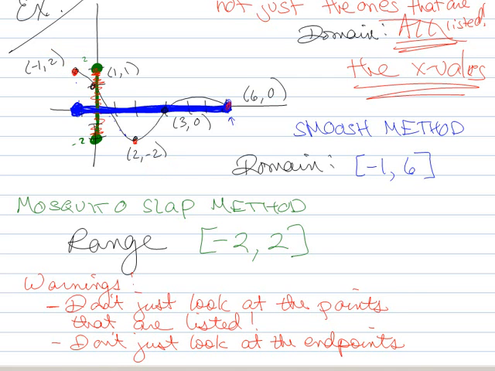So, just be aware that that's usually where I see the mistakes being made, is people who are looking at the endpoints and not doing a straight, honest, okay, if I smush this, what is it going to look like? Okay? So let's try looking at another example.